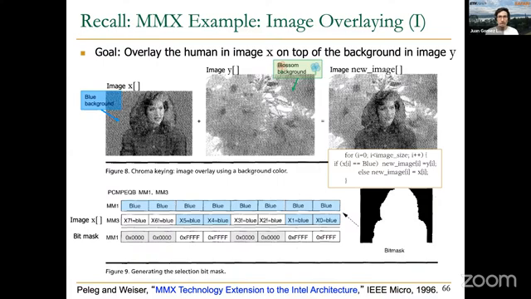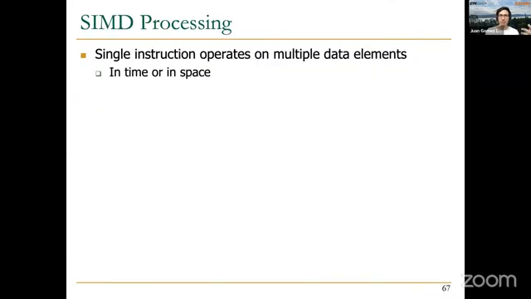And because of that, we can take advantage of that, and we can save instructions basically by having one single instruction operating on multiple data elements. And I think this example of the image overlay must already be clear. In SIMD processing, we have a single instruction operating on multiple data elements, and we say that this is either in time or in space, depending on the type of SIMD processor that we consider.